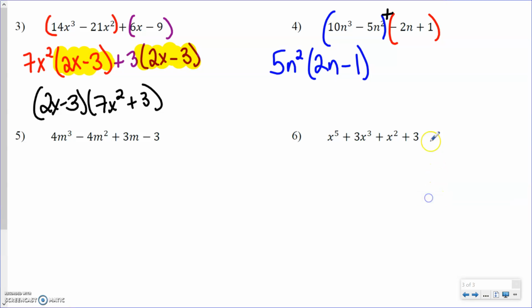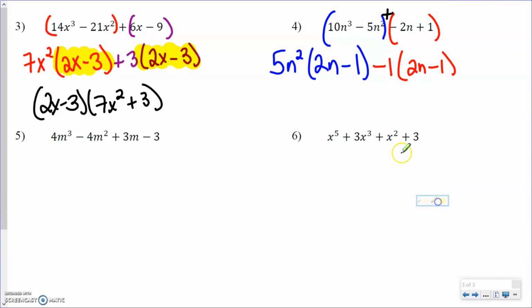Be careful with your signs in this next one because that's where people make common mistakes. I cannot divide anything into 2 and 1 except 1, but I am going to make it a negative 1 because of that negative in front of my 2. So negative 2 divided by negative 1 gives me a positive 2, and positive 1 divided by negative 1 is a negative 1.